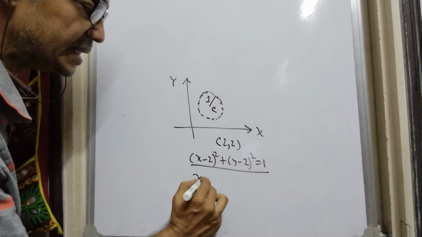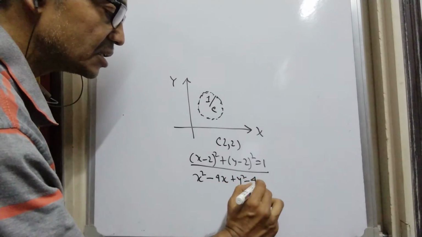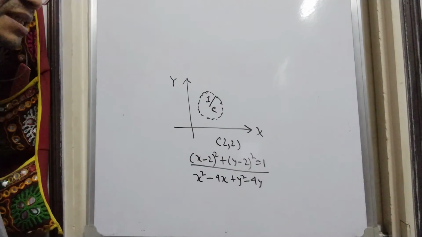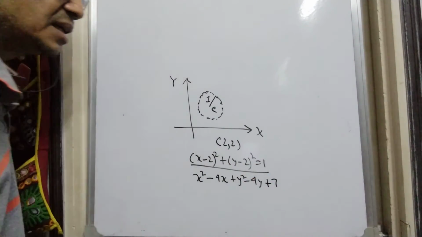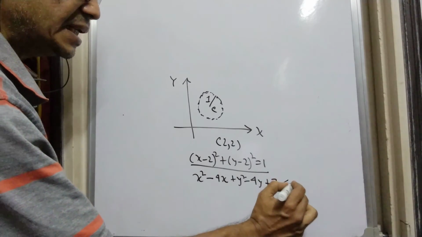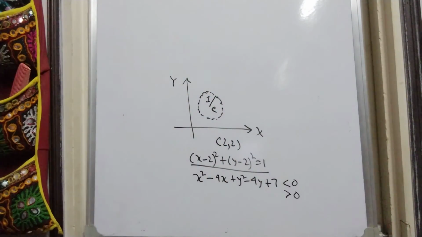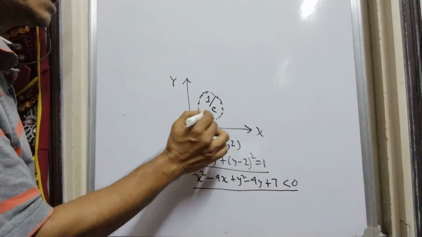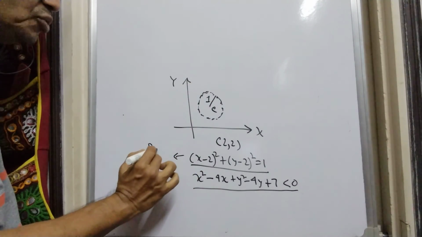And if we write it like this, x square minus 4x plus y square minus 4y, and this 4 and 4 adds up to 8, and if we subtract 1 from it, it becomes 7, and here we have equal to 0. We can make it less than 0, or we may make it greater than 0. Obviously less than 0 means all the points inside this circle. So if we put a strictly less than sign here, we have all the points which are inside the circle, not on the boundary, and these are the points on the boundary only.